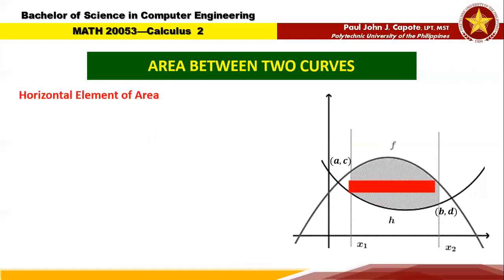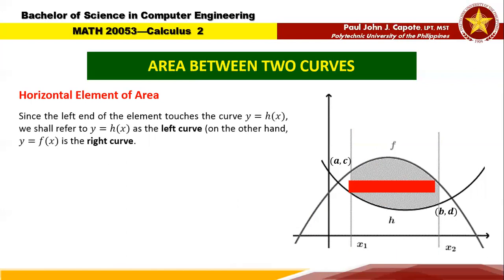The second one is the horizontal element of area. It's horizontal since it's parallel to the x-axis. Its base or its bases are parallel to the x-axis. Since the left end of the element touches the curve y equals h of x, we shall refer to y equals h of x as the left curve. On the other hand, y equals f of x is the right curve.